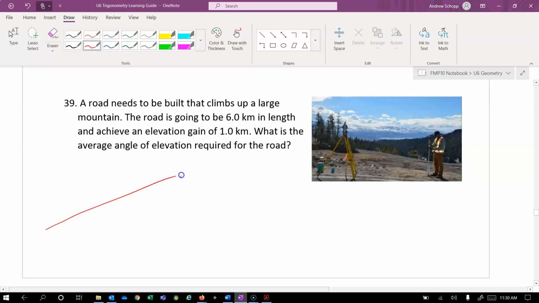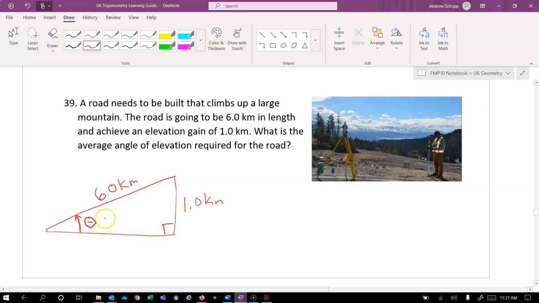So we've got some road that's going up a steep hill, and the road length is 6 kilometers, so make sure you identify that as the part that you would be driving on, not the horizontal distance. The elevation gain is 1 kilometer. And we're looking for the angle of elevation, so the angle from the horizontal up to the road. I'm going to label that angle theta.